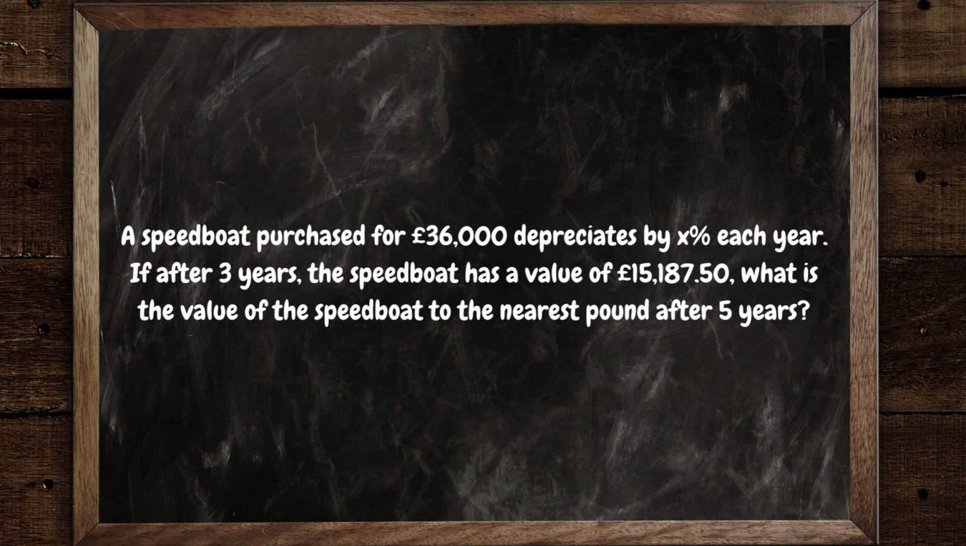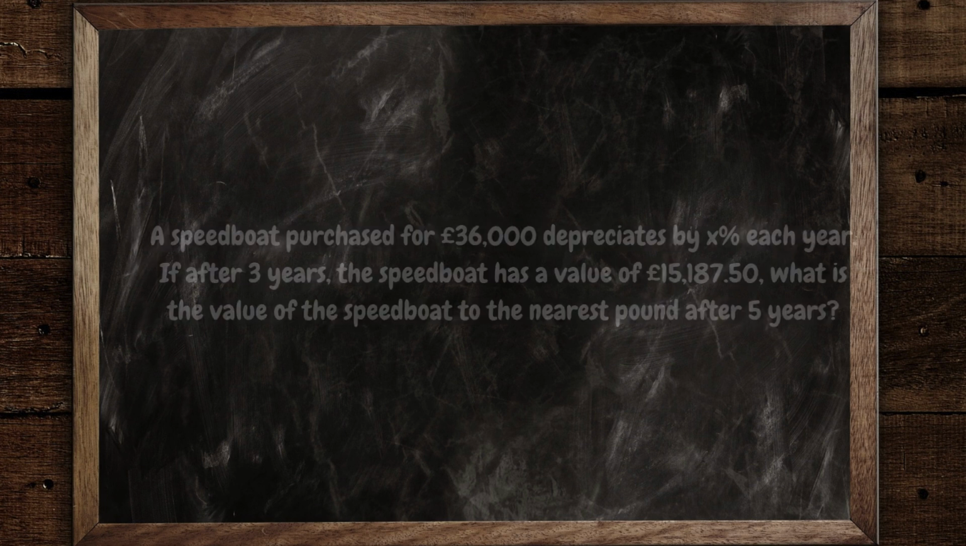So the next question is a bit harder. A speedboat purchased for £36,000 depreciates by X% each year. If after 3 years the speedboat has a value of £15,187.50, what is the value of the speedboat to the nearest pound after 5 years? Now, this question is a bit harder than the other one, so take your time and answer it. Again, try and highlight all of the important points in the question and see how you get on. And then we'll go over it together.